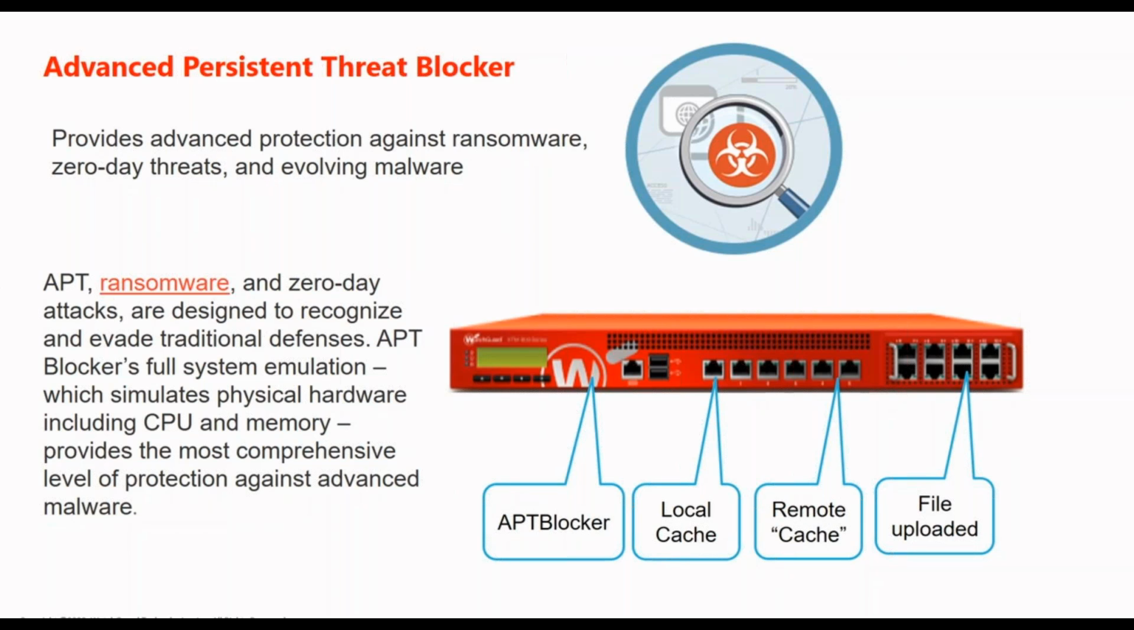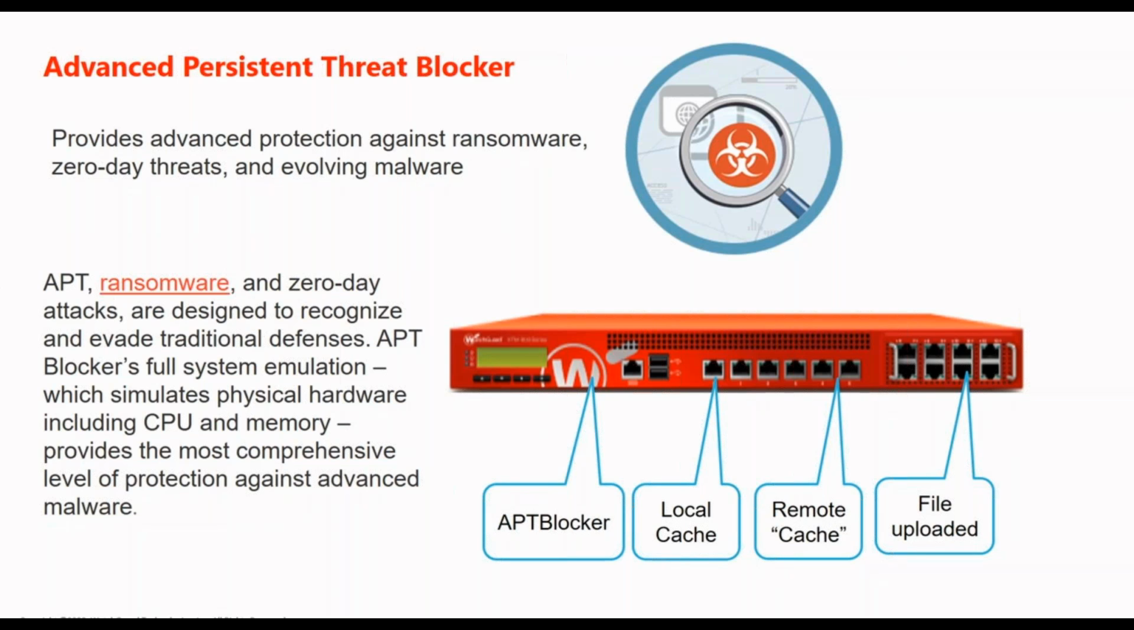This is one of the things that people ask: what's the difference between this and the other competitors? Our APT or sandboxing is designed to simulate the physical hardware, including the CPU and the memory, because with the newer ransomware, if it sees that it's a normal algorithm of just simulating the operating system, it will evade that and it will not stop it.